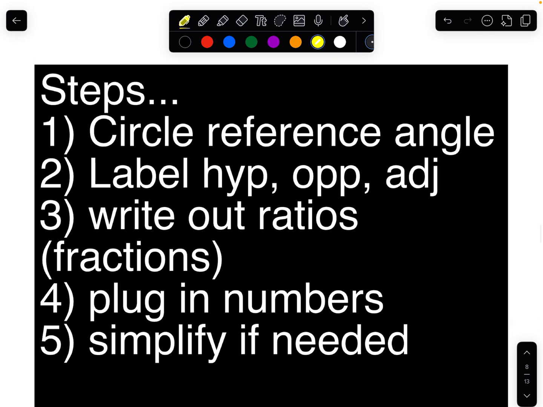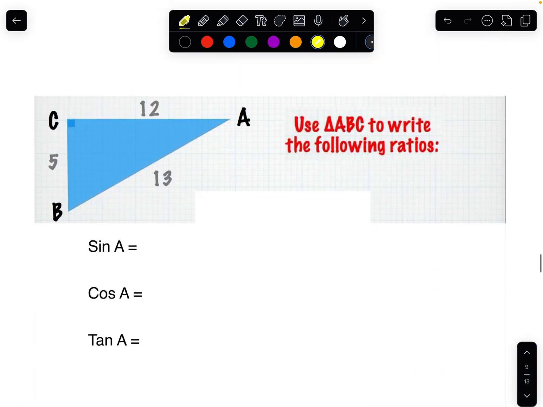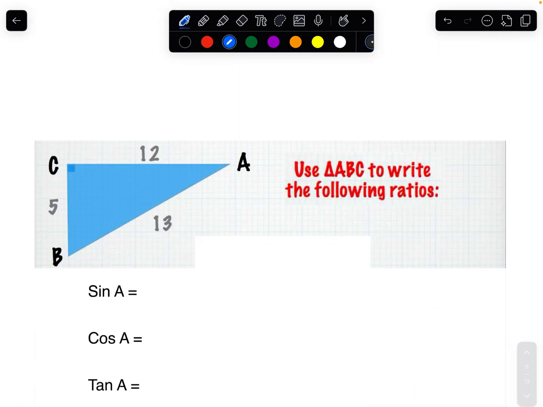The steps to do this: you want to circle whichever angle they're asking you about. From that angle, you can label the hypotenuse, opposite, and adjacent sides, and I would label them in that order. Write out the ratios, plug in the numbers, and then simplify if you need to. So let's look at some examples here. So again, we have SOHCAHTOA.